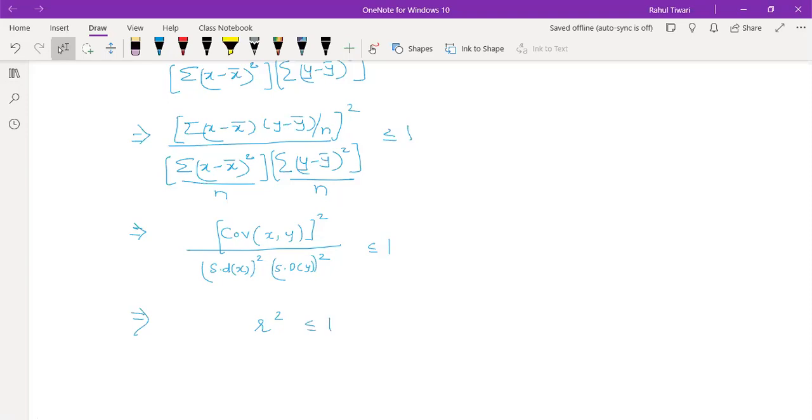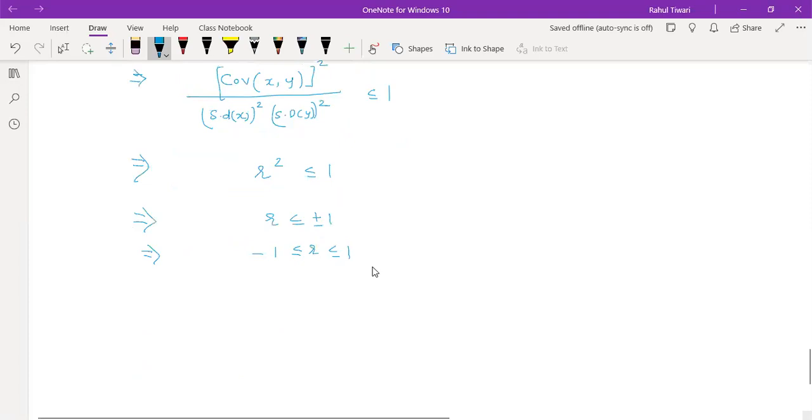This implies what? r lies between plus minus 1, which implies that minus 1 less than or equal to r less than or equal to 1. Hence proved.